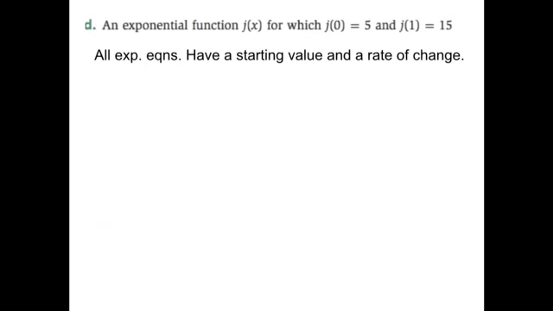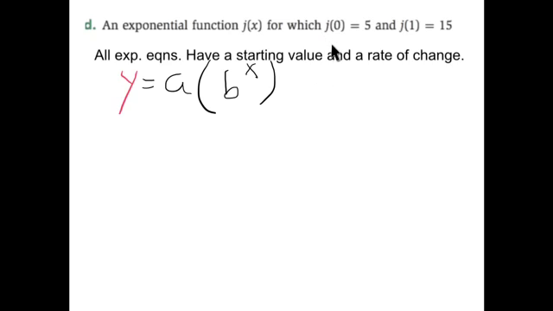This last one's just a little bit harder, because all exponential equations have to have a starting value and a rate of change, and we have to do a little bit more work to figure that out. We're going to start with the general form. Y equals a multiplied by b raised to the x power. A is the starting value. B is the rate of change.